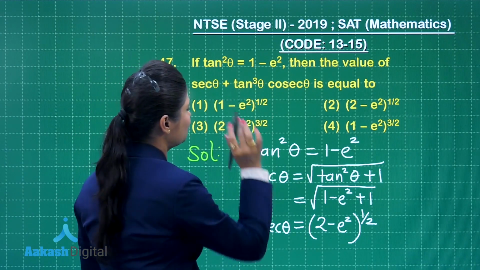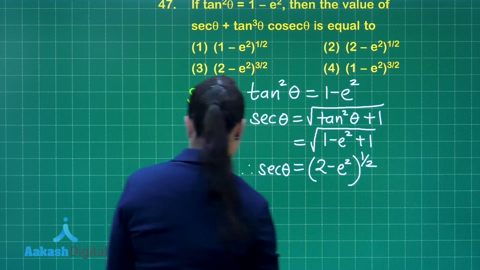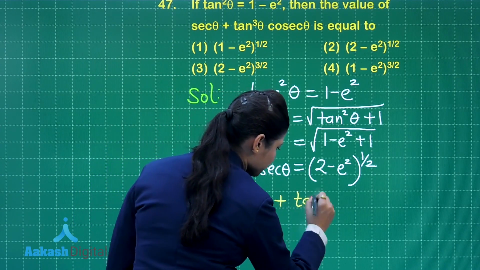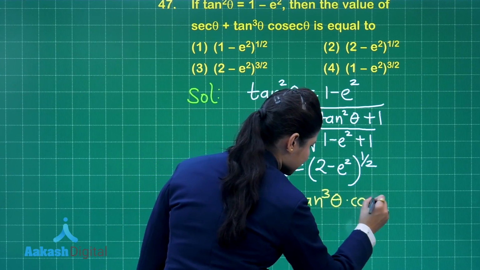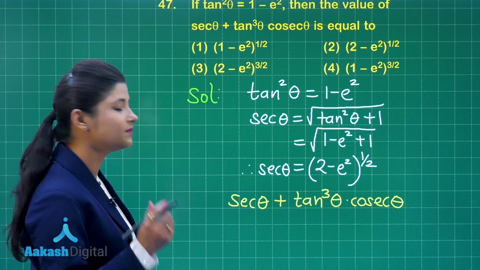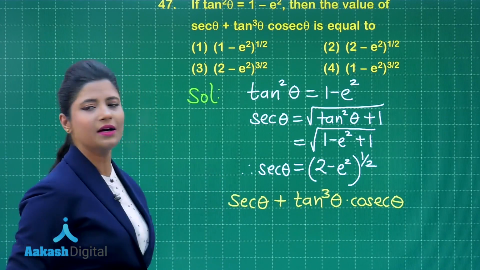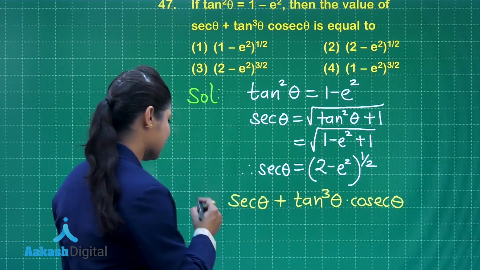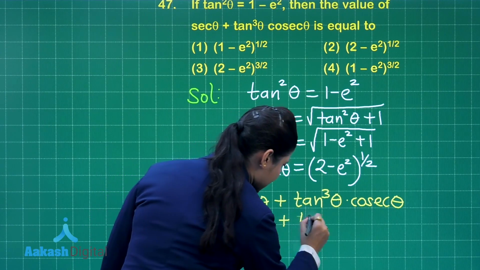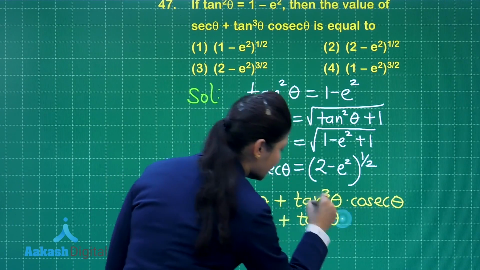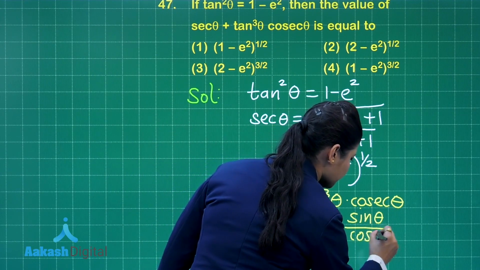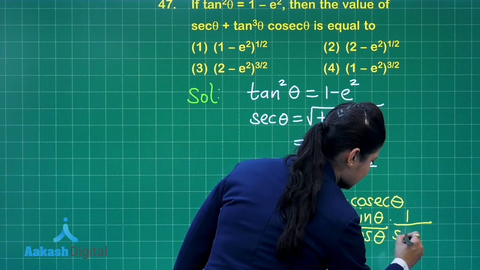Now, in this question, we want sec theta plus tan cube theta into cosec theta. As you know, cosec theta is the reciprocal of sin theta and sec theta is the reciprocal of cos theta, and tan theta could also be expressed as sin upon cos. Taking that into consideration, I can write this as 1 upon cos theta plus tan square theta into tan theta, where I convert the other tan theta as sin theta upon cos theta. Moreover, cosec theta is 1 upon sin theta.